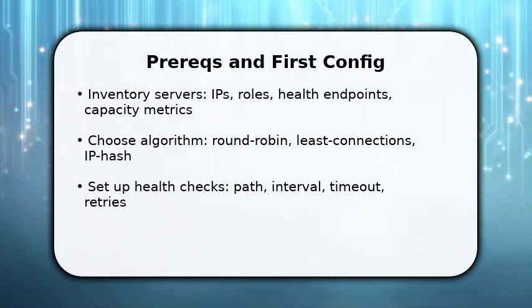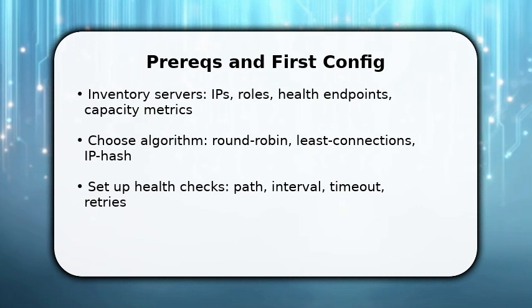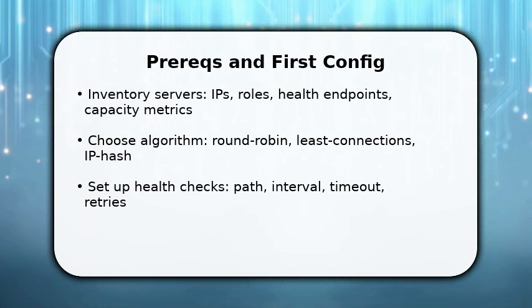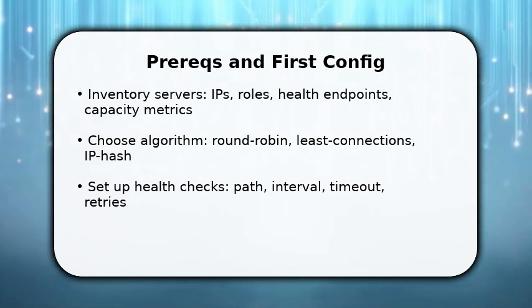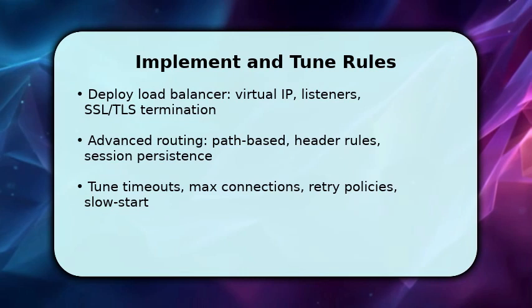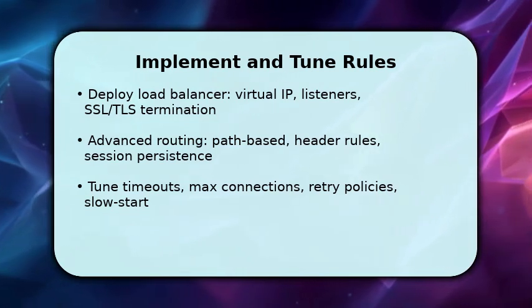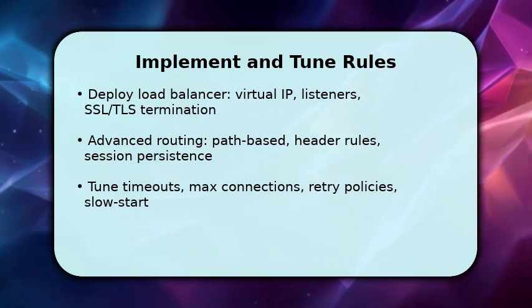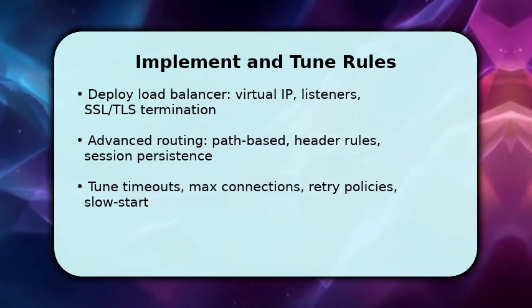Once these basics exist, deploy a lightweight config template so you can iterate quickly and avoid misrouting during initial tests. Now implement the balancer and apply precise rules. Provision a virtual IP and configure listeners plus SSL/TLS termination to secure traffic. Make sure certificates match host names.